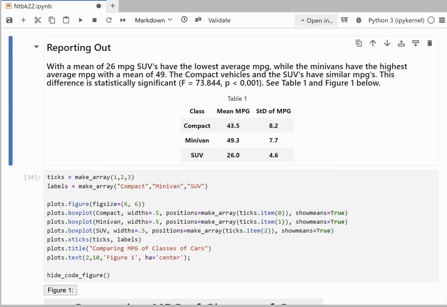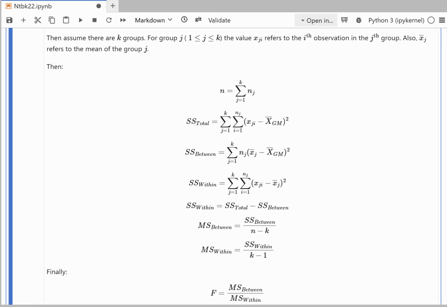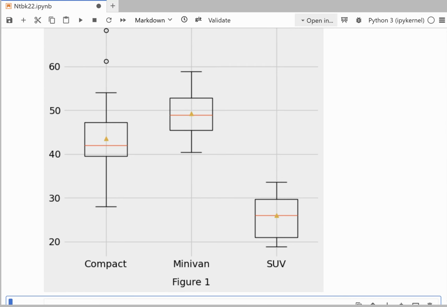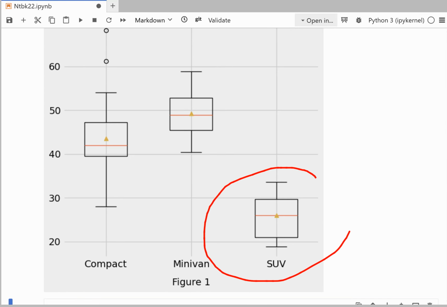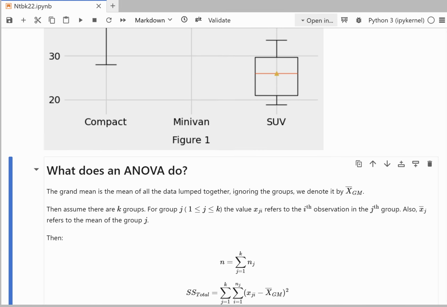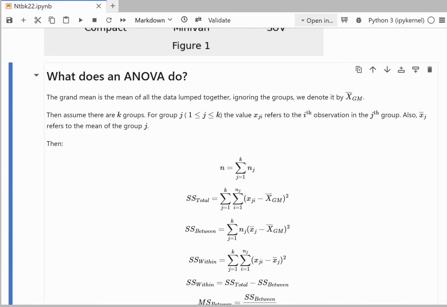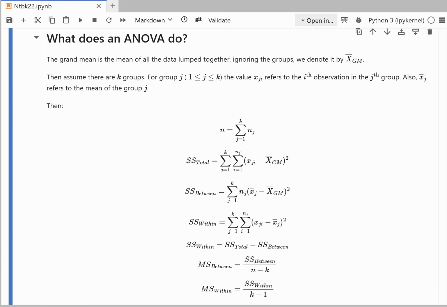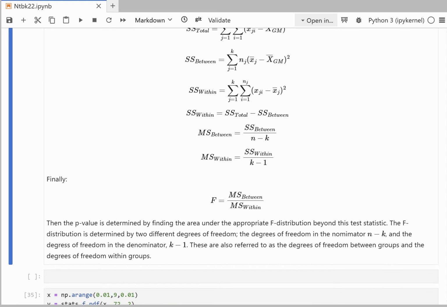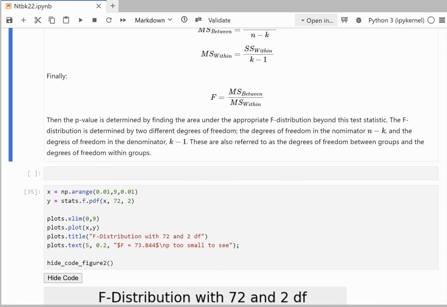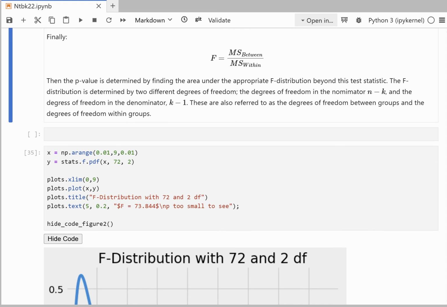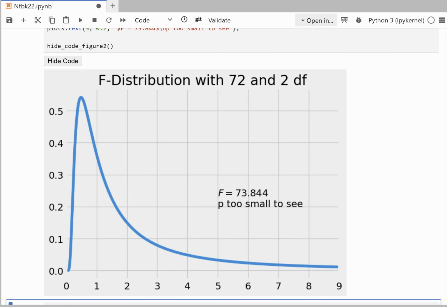Next, they give us side-by-side box plots, and we can visually confirm what we're seeing in the data, that the SUV gas mileages were just much lower than these other two. Okay, and we now have scientific evidence of that, not just visual confirmation. What does ANOVA do? They give us the equations if I need to run it by hand. But I'll let you take a look at that in the time that you have, and then they plot it.